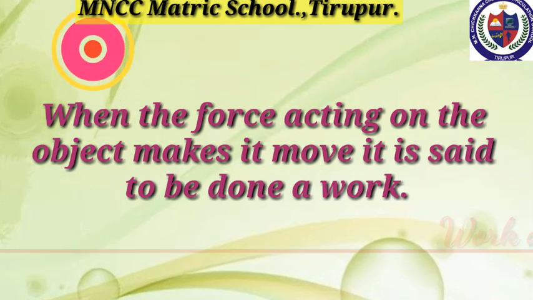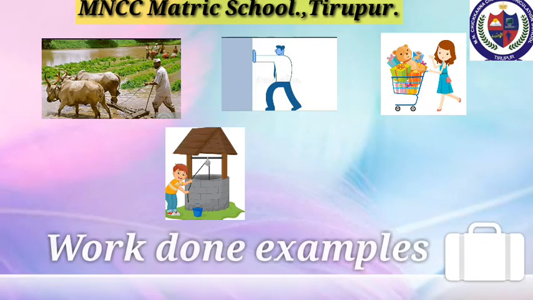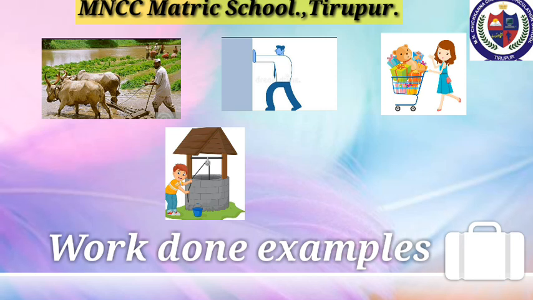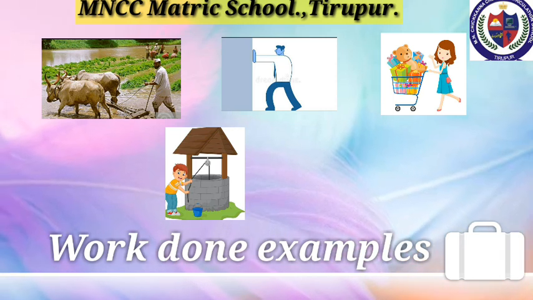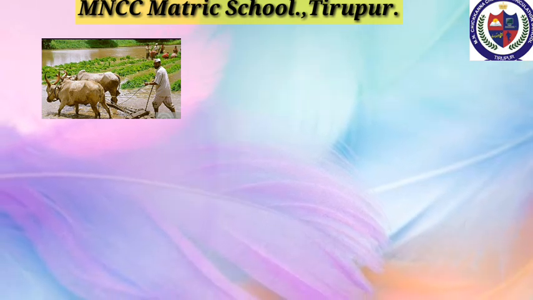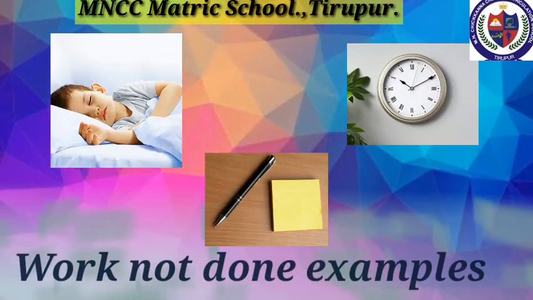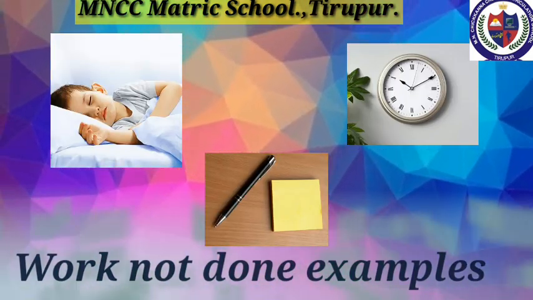Next, examples for work done. A farmer plows the soil. A man pushes the wall. A girl holding a trolley pulls out water from the well. Next, examples for work not done. A boy lies on the bed. A clock on the wall, a pen on the table.